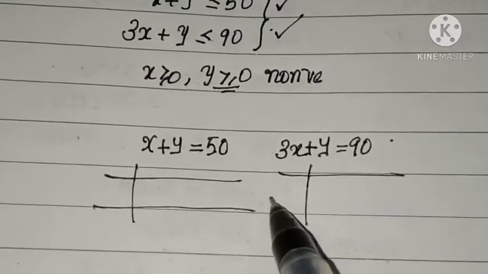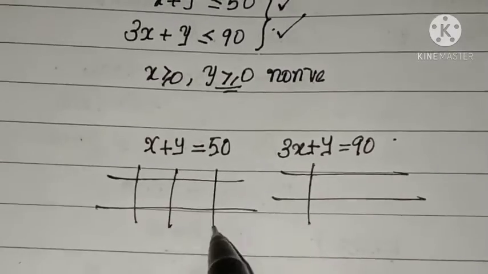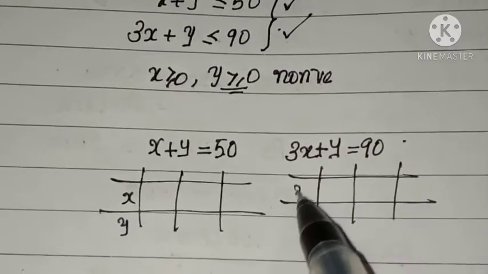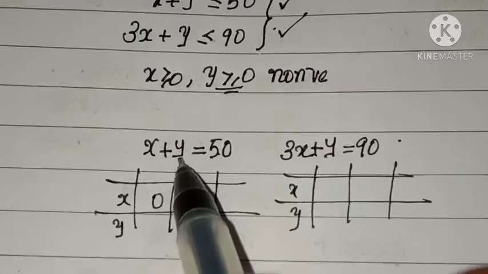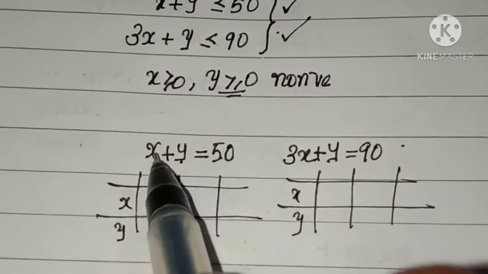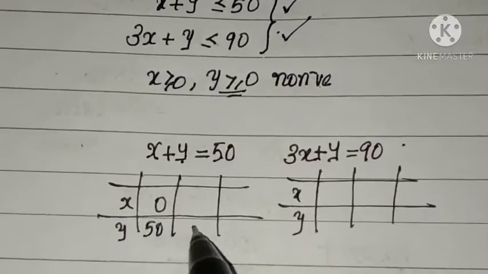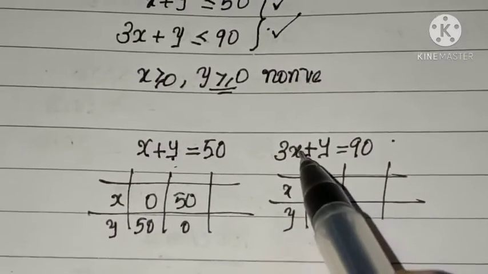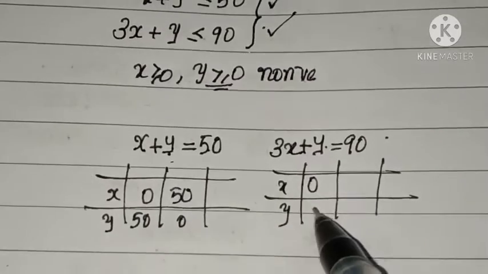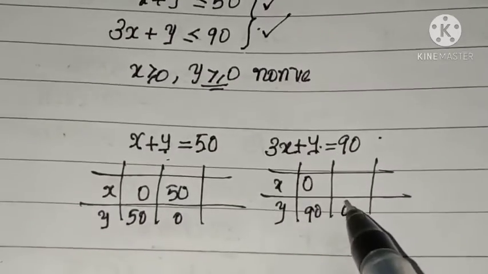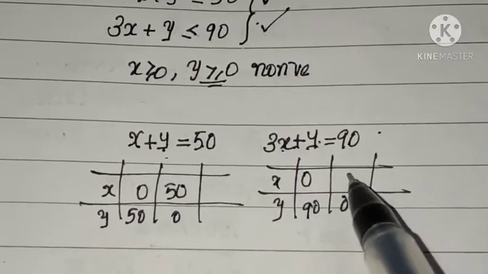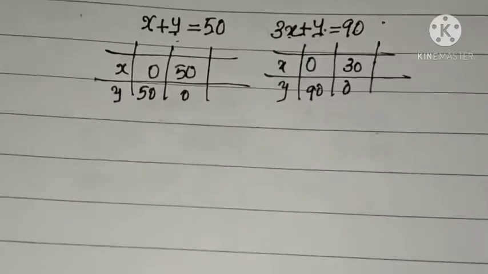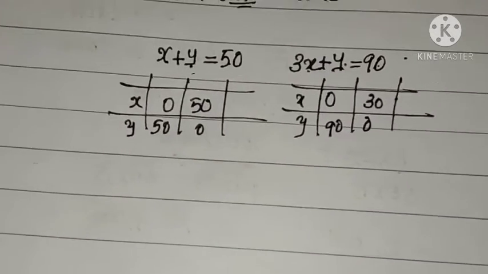To draw the graph, we need a minimum of 2 points. So let us take x, y. Put x equal to 0, then find y. When x equal to 0, y becomes 50. When y equal to 0, x becomes 50. Similarly here, put x equal to 0, y becomes 90. When y equal to 0, 3x equal to 90, or x equal to 90 by 3, that is 30. Now let's see the graph of these linear equations.